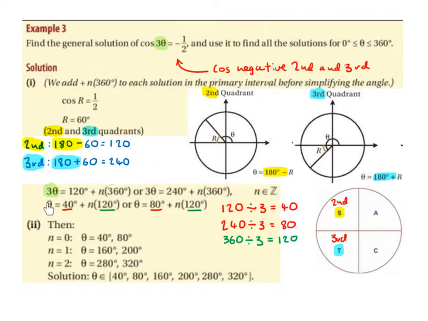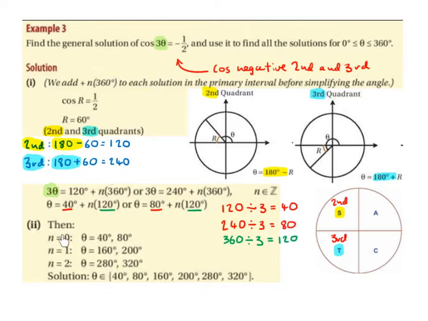So therefore theta is going to be 40 degrees, because 120 divided by 3 is 40 degrees, plus n times 120, because 360 divided by 3 is 120, or it's going to be 80 degrees, because 240 divided by 3 is 80 degrees, plus n times 120 degrees.